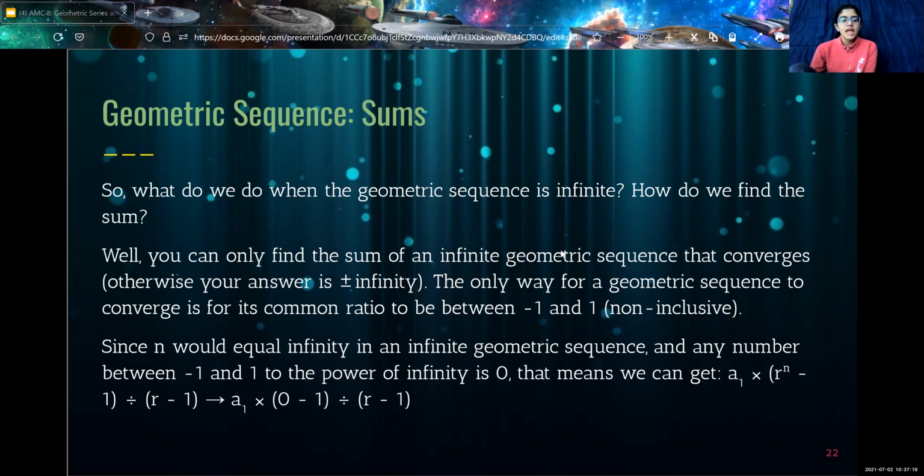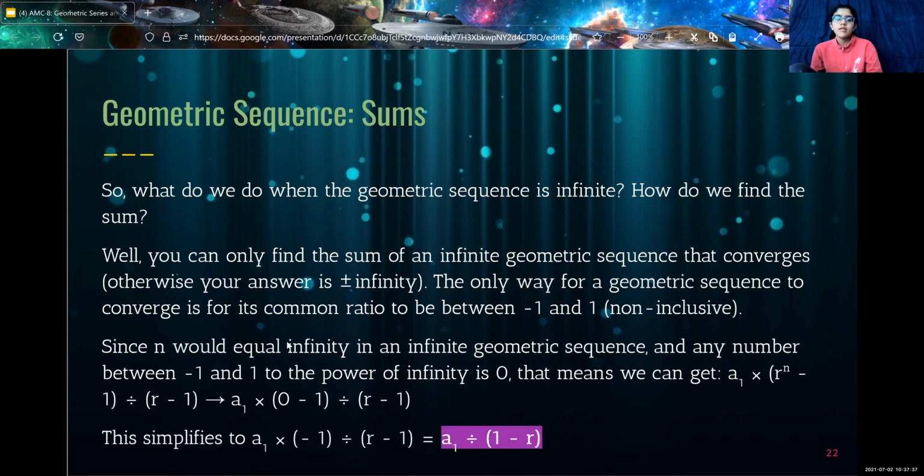That becomes a1, the first term, multiplied by 0 minus 1 divided by r minus 1, right? And this simplifies to negative a1 divided by r minus 1, which is a1 over 1 minus r. So that would be our answer. That would be our equation. You can see this up here in the top right. So the sum is equal to the first term divided by 1 minus r.